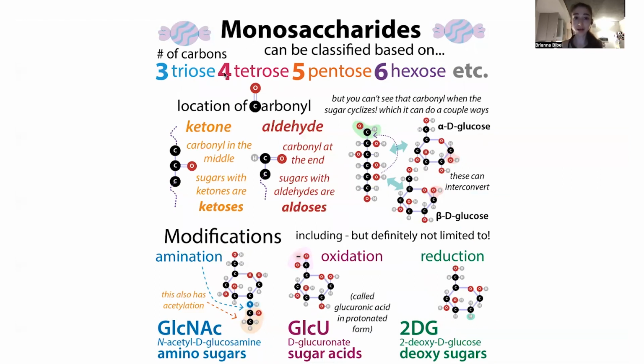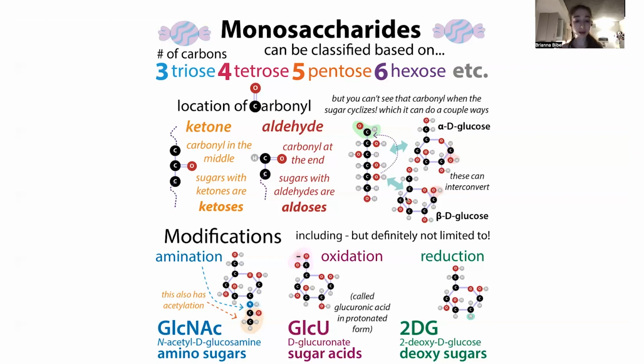So the number of carbons is going to dictate what kind of sugar it is based on this nomenclature. If you have 3, it's a triose, 4, it's a tetrose, 5, it's a pentose, 6, it's a hexose, etc. We can also classify things based on the location of the carbonyl. A carbonyl, remember, is the C double bonded to an O. If it's in the middle, squished between 2 different carbons, we call it a ketone. If a sugar has one of these, we call it a ketose. If it has that carbonyl at the end, then this is called an aldehyde, and we call sugars with aldehydes aldoses.